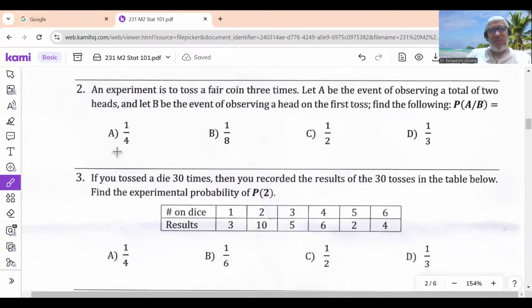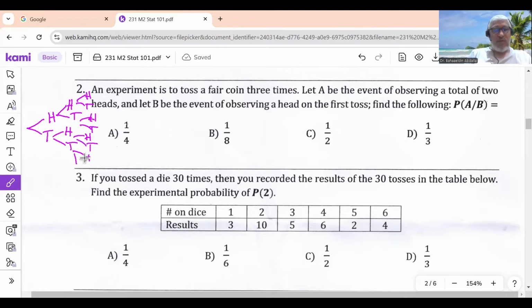The second question, an experiment is to toss a fair coin 3 times. This is a known experiment. The first coin could be head or tail. And then if the first coin is head, the second could also be head or tail. And if the first is tail, the second could be head or tail. These are 2 coins, but we have a third one. So again, here we have H and T and H and T everywhere. So in fact, there are 8 possibilities.